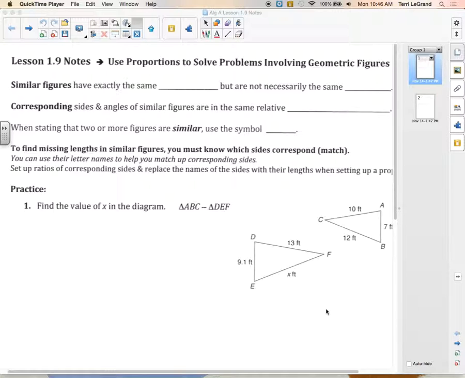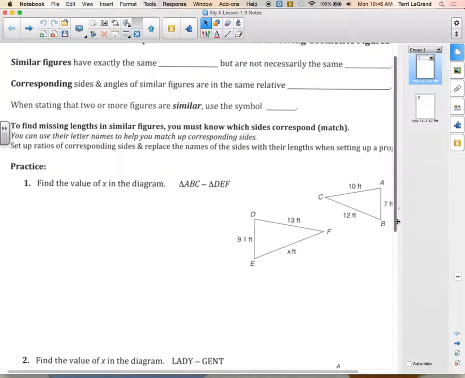Okay. So, similar figures. When we talk about geometry, now we're going to start talking about some geometric terms. Similar figures have exactly the same what? Shape. They have the same shape. If I have something that is similar to something else, it has the same shape, but not necessarily the same size. It doesn't have to be the same size.